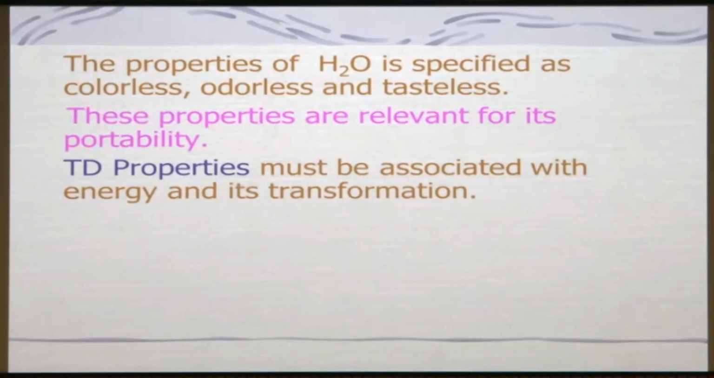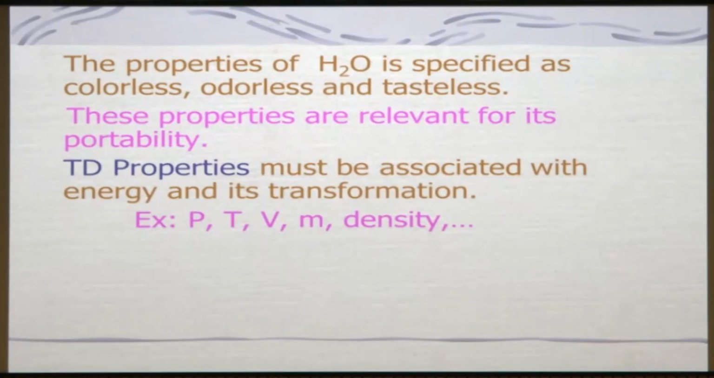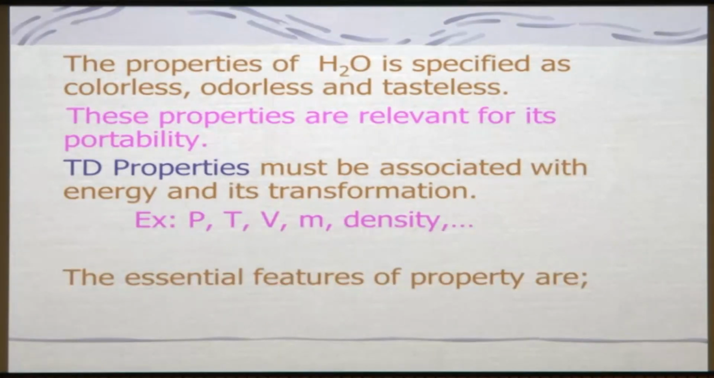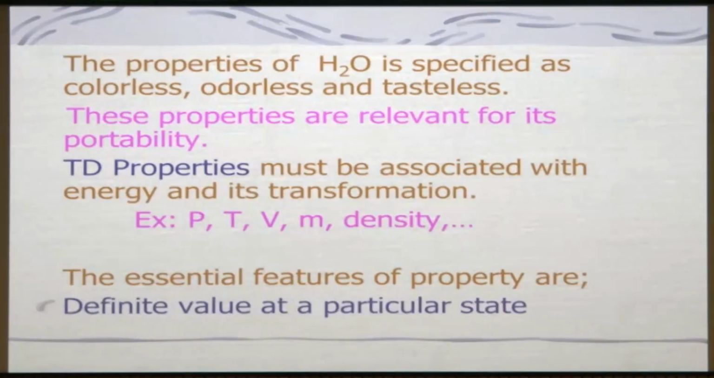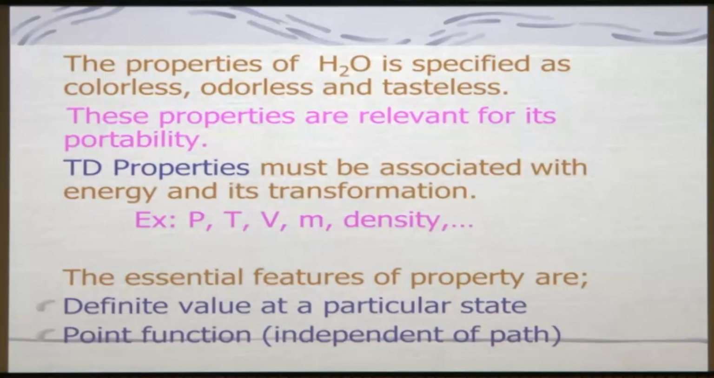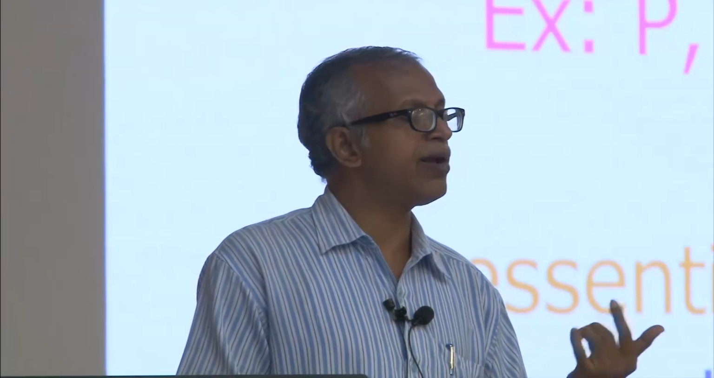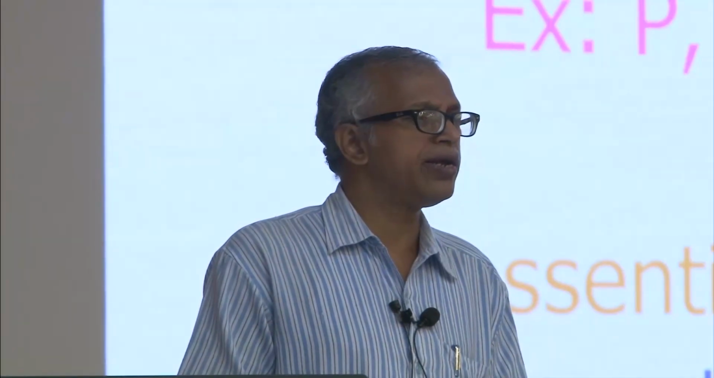For us, thermodynamics must be associated with energy and its transformation, or energy and its interaction with the surroundings. So, what are those properties? Those properties are pressure, temperature, volume, mass, density, and several other things. The essential feature of properties is that they have a definite value at a particular state. That means you should have particular values, and it must also be a point function. That means it must be independent of the path taken by the system during its interaction with its surroundings. Therefore, one has to consider that.